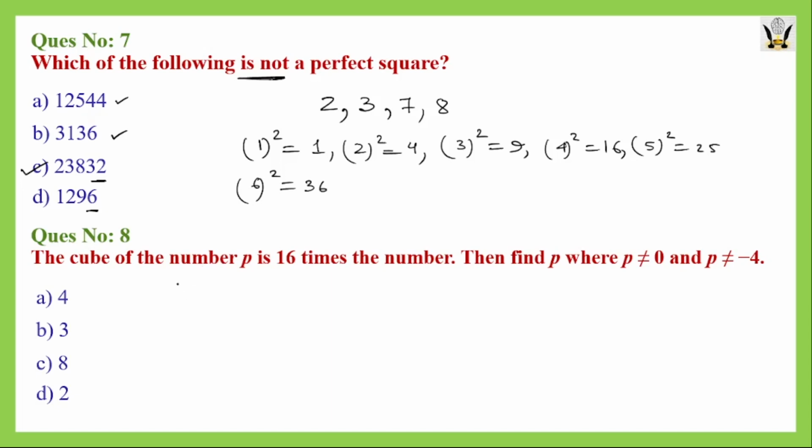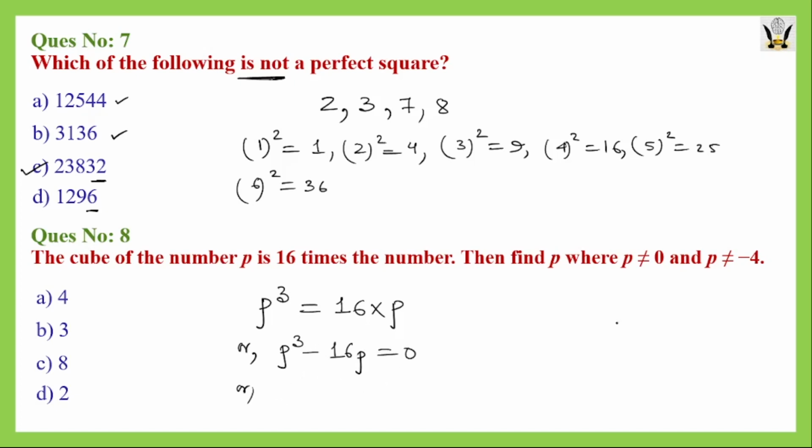Now in the next question, the cube of the number p is 16 times the number. Then find p where p is not equal to 0 and p is not equal to -4. Okay, fine. Now the cube of the number p can be represented as p cube, right? And that is 16 times the number, so 16 multiplied by p. Now we can solve this way: if we take 16p to the left side, then it will be p cube minus 16p, and that will be equal to 0.